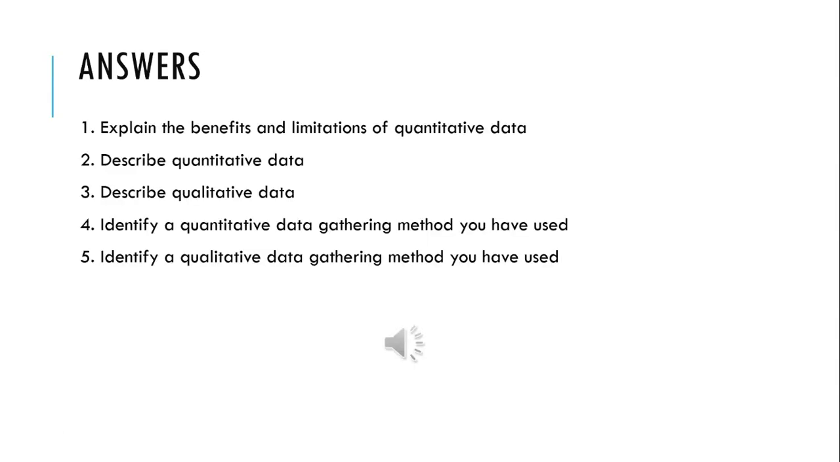So make sure you've got all the questions written down, number 1 to 5. Okay, and you can check and change on the next slide. And here are your answers. So number 1 was explain the benefits and limitations of quantitative data. Number 2 was describe quantitative data. Number 3 was describe qualitative data. Number 4 was identify a quantitative data gathering method you have used. And number 5 was identify a qualitative data gathering method you have used.